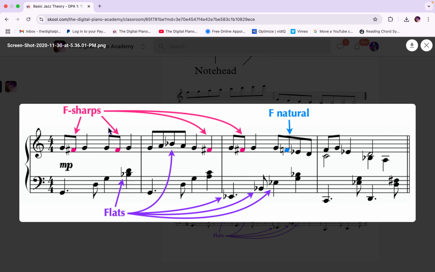So here it shows you that in pink, here are the sharps. In purple, here are the flats. And in blue are the natural notes, or the natural sign.